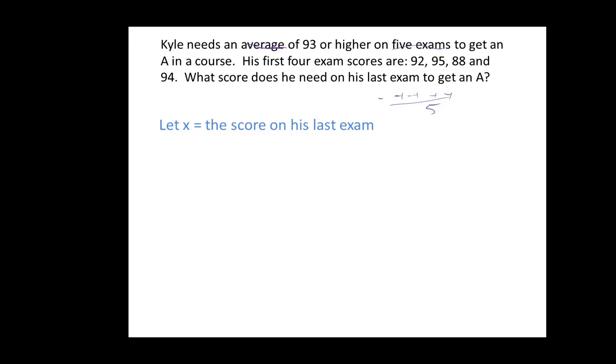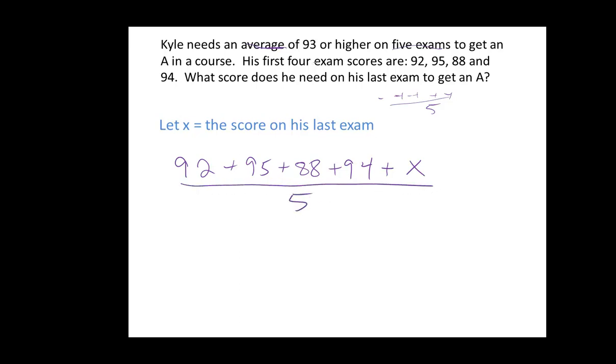We're going to take his scores, and here are the scores on his exams: 92 plus 95 plus 88 plus 94. Those are the first 4 exams. The score on his last exam is X. All of that divided by 5, that will be his average. We want it to be 93 or higher, so this has to be greater than or equal to 93. That's the inequality we're going to use to solve this problem.